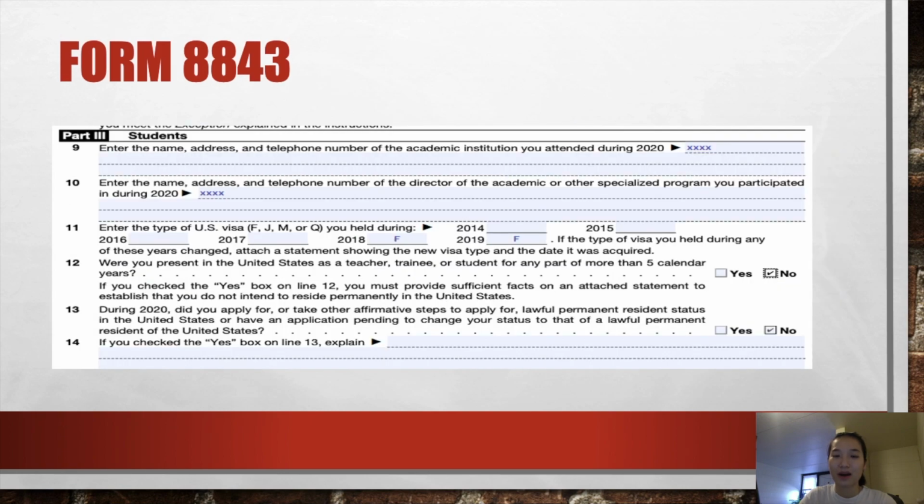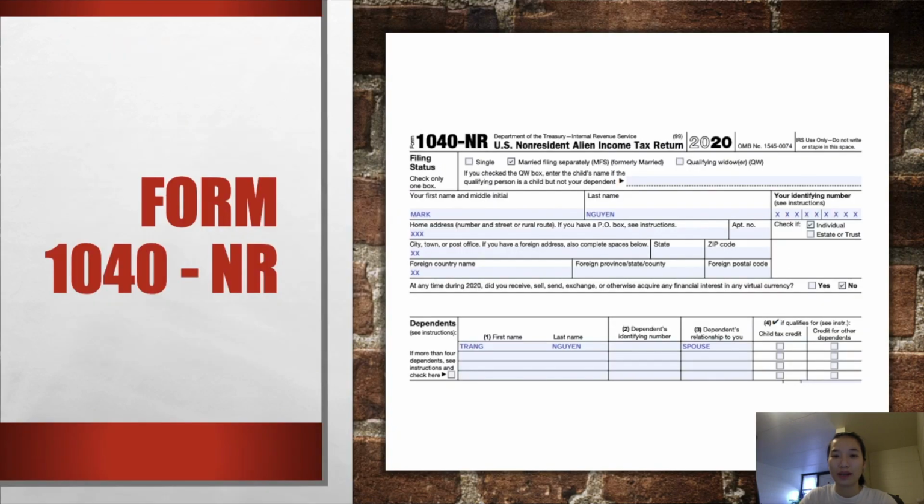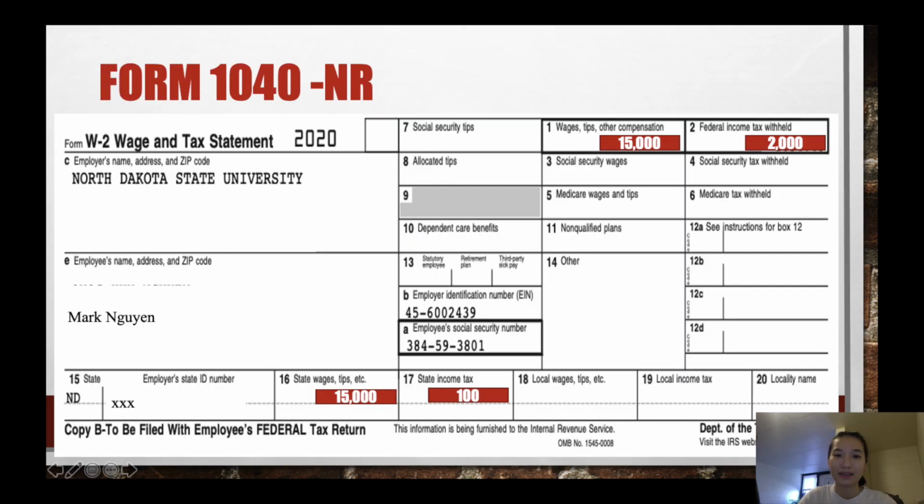Now the hardest part is here, Form 1040NR. First, complete the general information: name, SSNs. He has a spouse but he cannot claim a dependent credit because he comes from Vietnam. But those from South Korea, Mexico, Canada or India can claim this by tax treaty. Here is an example of Form W-2, and we will use the information from the red boxes 1, 2, 16, and 17.